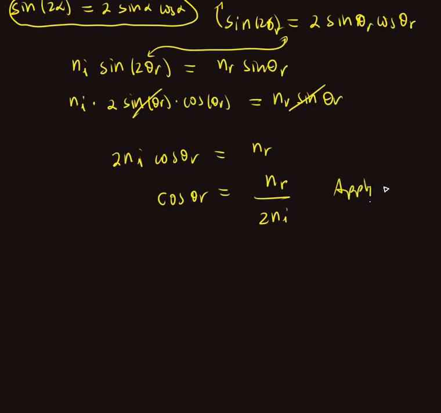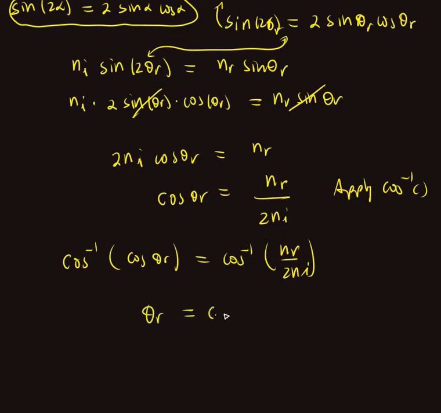Apply cosine inverse to both sides. Applying cosine inverse to both sides, we have cosine inverse of cosine of theta r is equal to cosine inverse of nr divided by 2 ni. So cosine inverse of cosine of theta r is going to be theta r, which is equal to cosine inverse of nr divided by 2 times ni. And we have the angle.